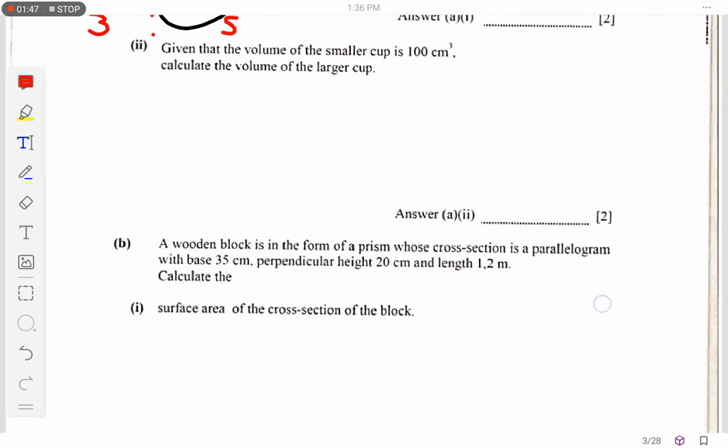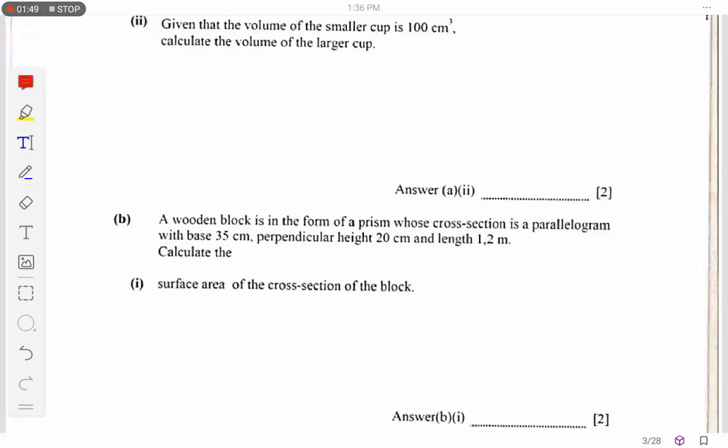Let's move on to the next question. So it's now saying that we are given that the volume of the smaller cup is 100 cubic centimeters. What is the volume of the larger cup? So basically here we are using the ratio. We said the volume ratio is 27 to 125, like that.